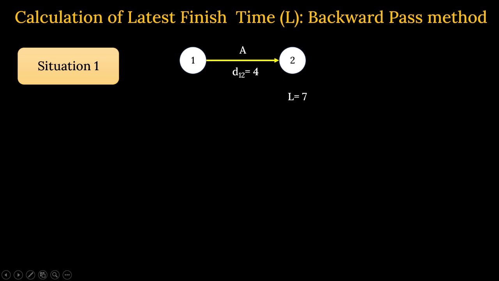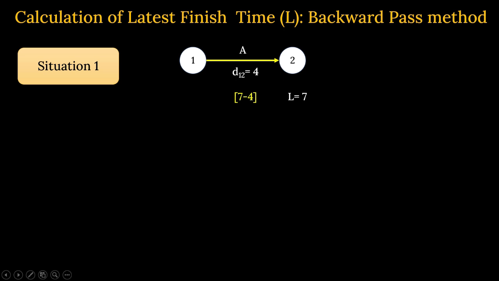Now, calculation of latest finish time, or the backward pass method. Let us take a situation where one activity starts from node 1 and finishes on node 2. Duration D12 is 4, and the latest finish time is given as 7. That means activity A can finish the work latest by the 7th day.